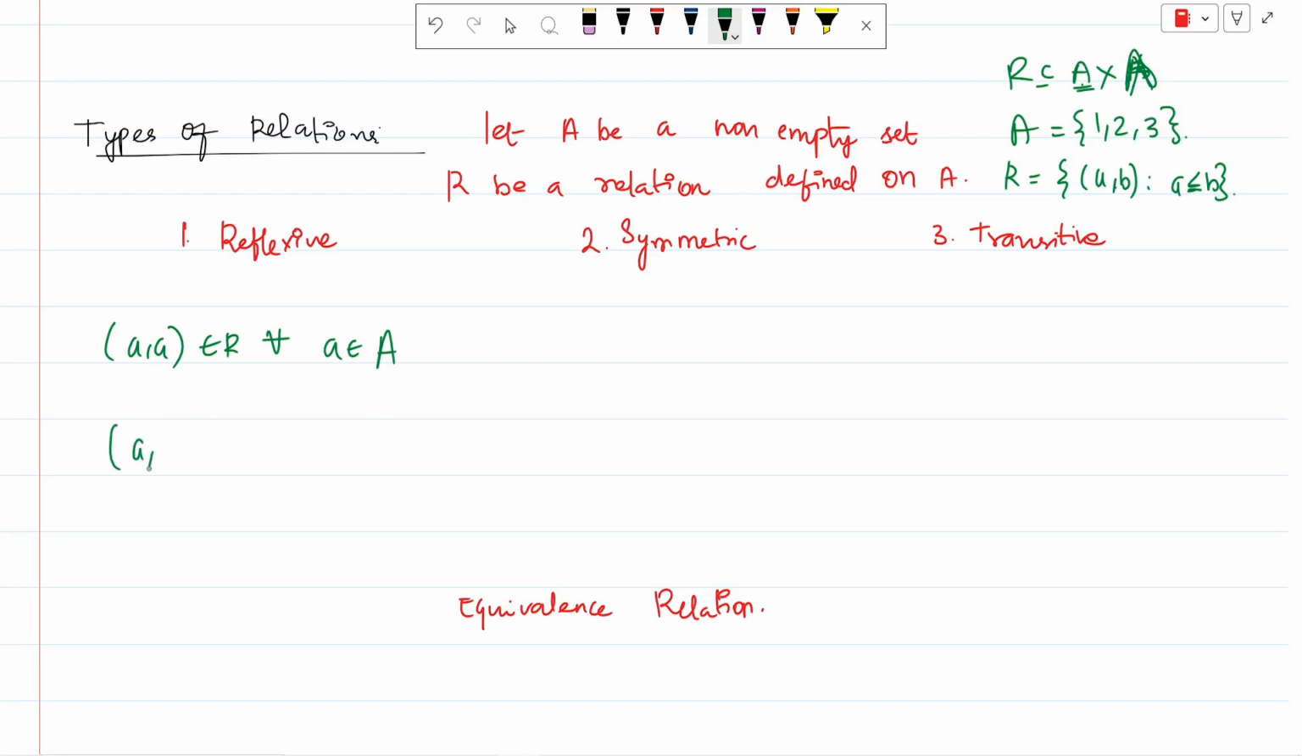அதே element கூட related நம்ம பார்க்கணும். A, A வந்து it is belonging to the relation ஆன்னு சொல்லி பார்க்கணும். Any element is that implies A is less than or equal to A.